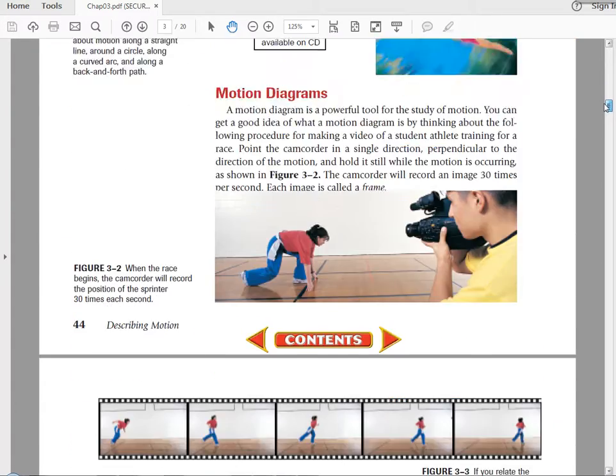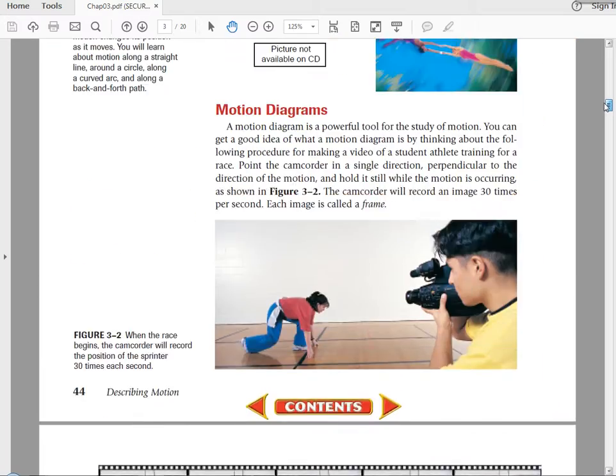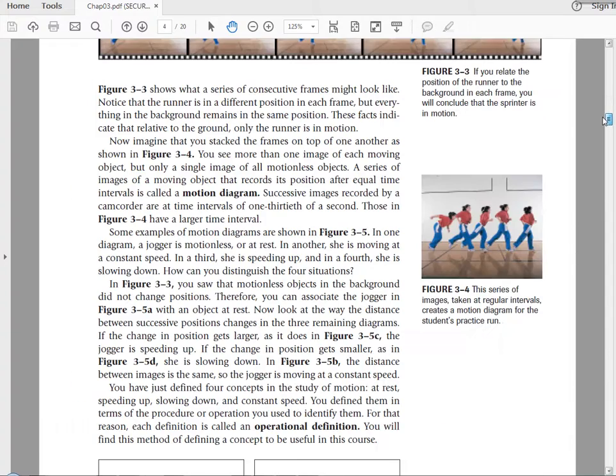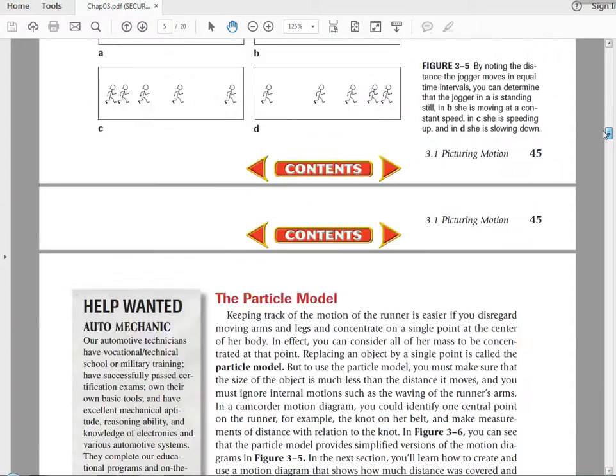Picture in motion. Okay. Particle model.